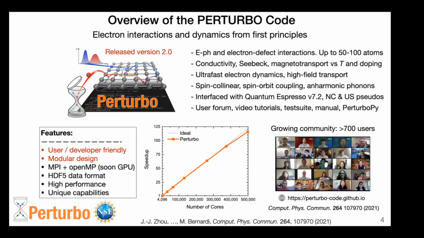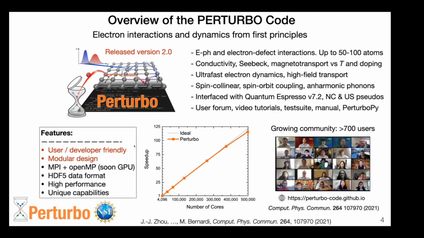So the code is interfaced for the DFT calculations with Quantum Espresso, the most recent version, 7.2. We support a range of pseudopotentials. And in general, thanks to the continued and generous support of the National Science Foundation, we've been able to make Perturbo into a very sharp and efficient tool. For example, if you were to visit our website, you'll see that there's a range of tutorials. There's a full manual to the code. There's also a user forum where people can ask questions. And more recently, we have developed a full test suite and also tools for post-processing that will be covered in the next talk, in particular this Perturbo-code tool.